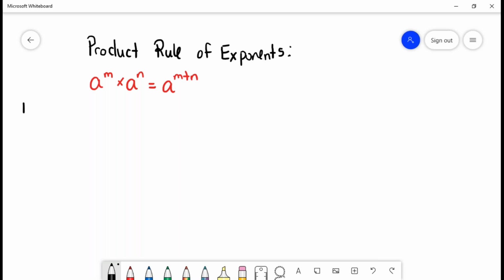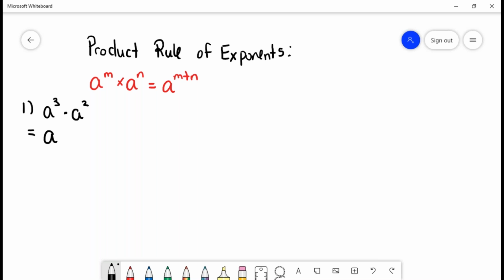So the first example we'll be taking a look at is a to the power of 3 times a to the power of 2. So essentially, as you can see, the product rule of exponents is easily applicable to this problem. The bases are the same, they both have exponents, and they are multiplied. So therefore, using the product rule of exponents, we keep the base the same, the base is common, the base is a, and take a look at the exponents.